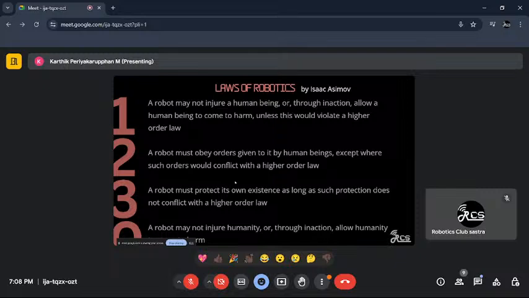Now, the higher order law, which is also called the zeroth law, states that a robot may not injure humanity or, through inaction, allow humanity to come to harm. Here, humanity takes the place of the single human, so the zeroth law precedes all three laws.